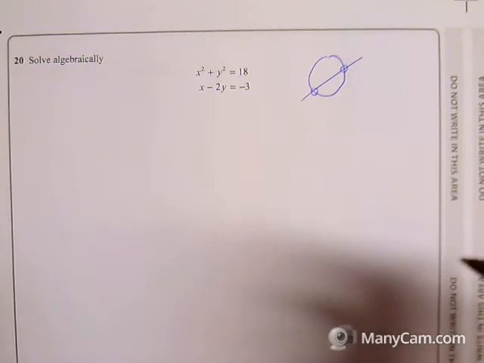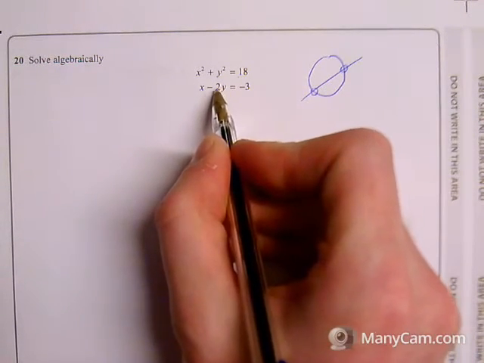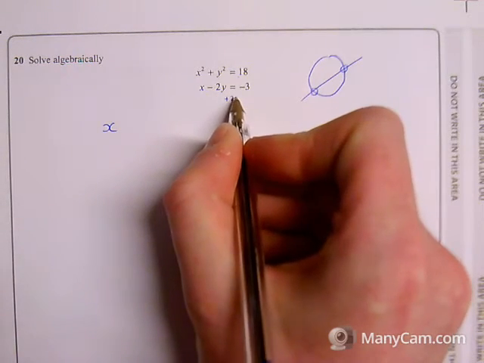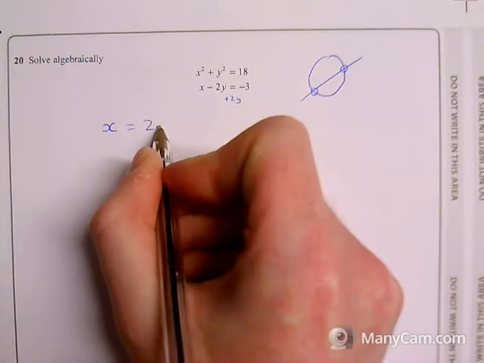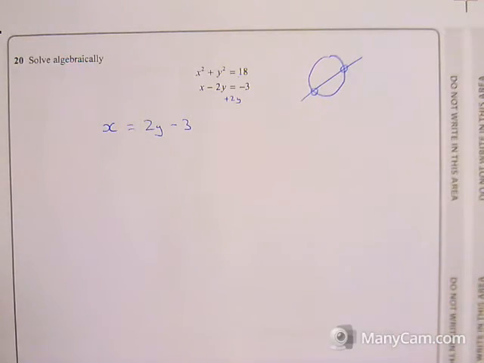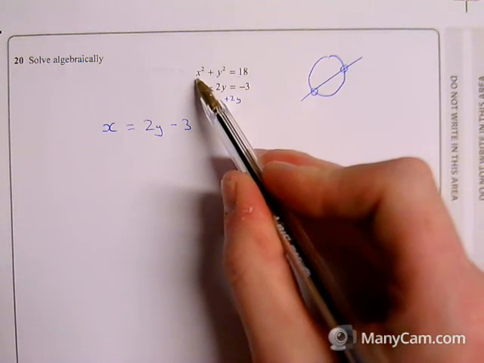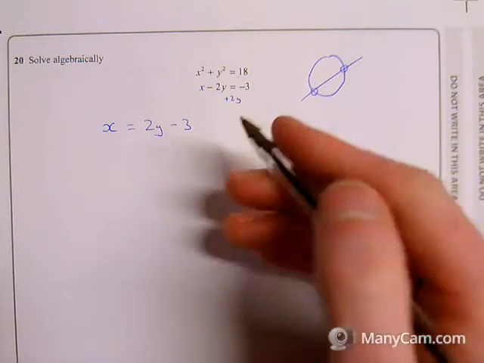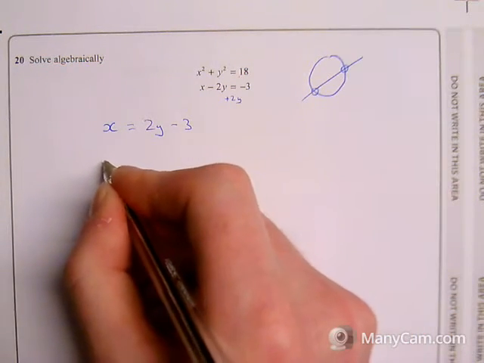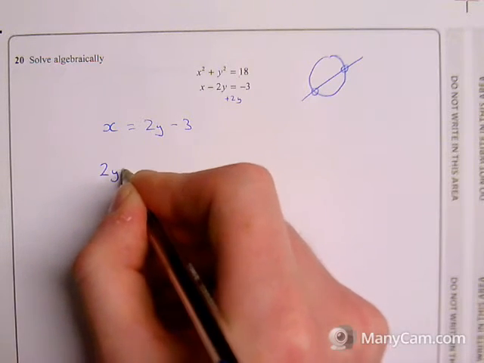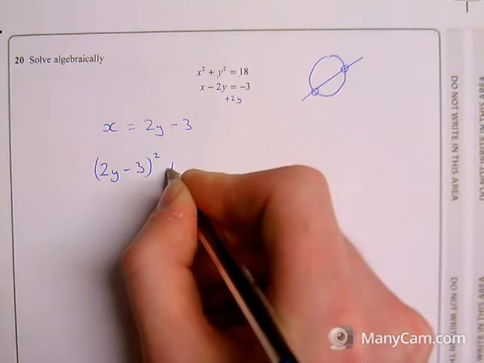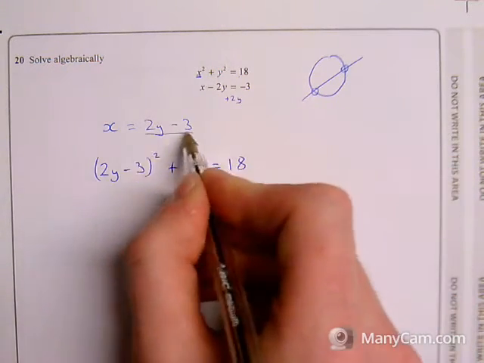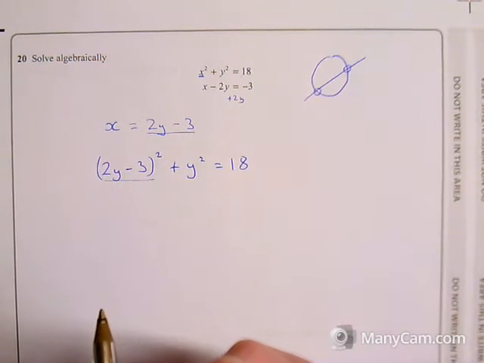So, first of all, I'm going to rearrange this second equation to make x equal something. If I move the 2y over to the other side, I end up with 2y minus 3 is equal to x. I can then substitute in that x value into the original equation, and then I'll just end up with an equation with y. So substituting x in, I end up with (2y minus 3) squared plus y squared equals 18.